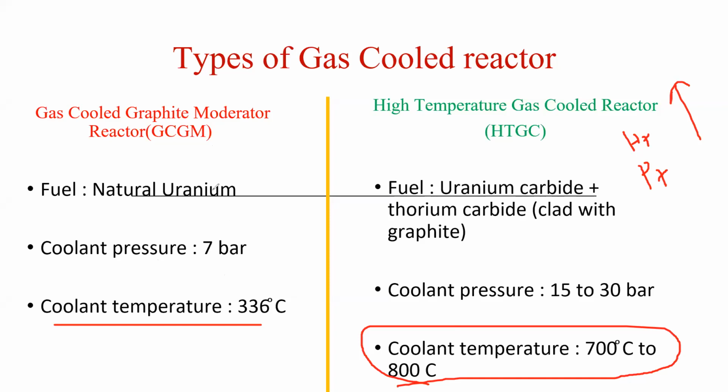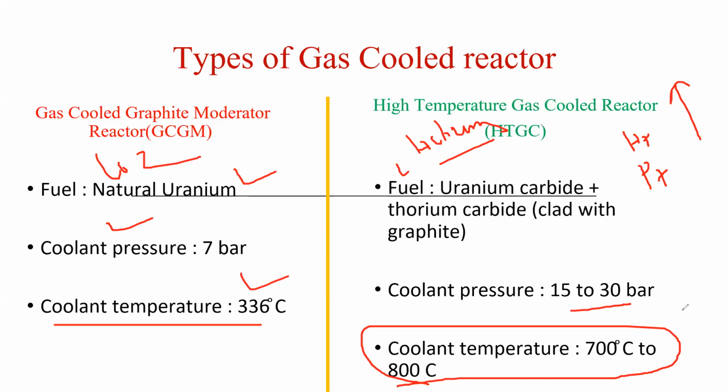What is the first difference? The first difference is the fuel: here natural uranium, and here natural uranium plus thorium carbide. The second thing is coolant: here we use CO2 as a coolant, here we use helium as a coolant. Then the pressure: here we use 7 bar as coolant pressure, and here 15 to 30 bar. Here a lesser amount of pressure, and here a very high amount of pressure.